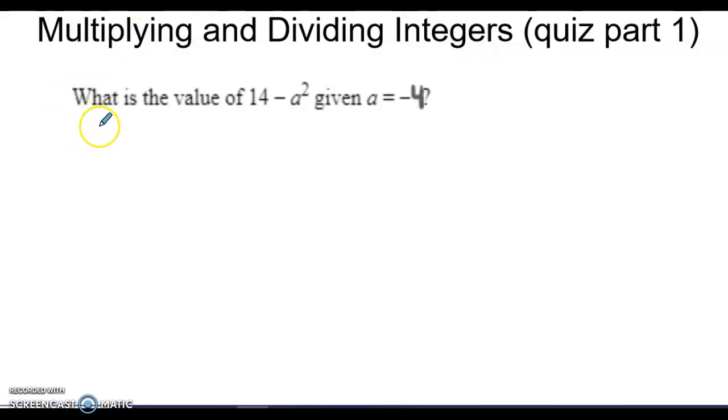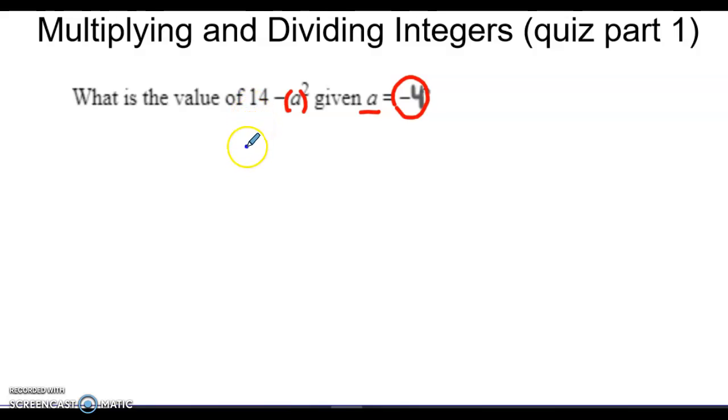So this first question says, what is the value of 14 minus a squared given a equals -4? So this is really important here. It tells us everywhere we see an a, we need to plug in a -4. So if I look over here, wherever I see this a, I'm going to plug in a -4. And whenever you do this, you always want to use parentheses.